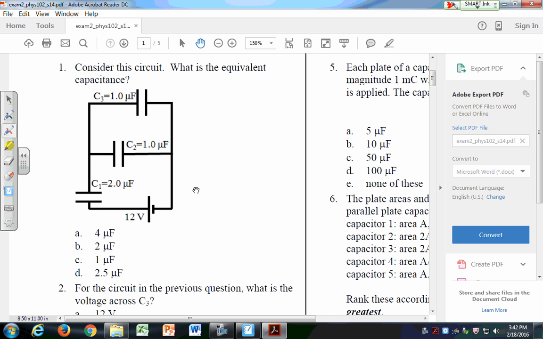If you forget on your test, it is on the equation sheet, but it's good to just have it at the front of your mind. It's going to be 1, right? 1 over 1/2 plus 1/2 is equal to 1. So the equivalent capacitance is 1 microfarad.